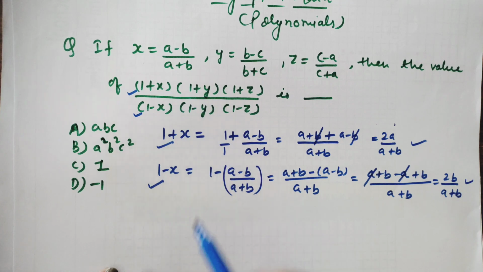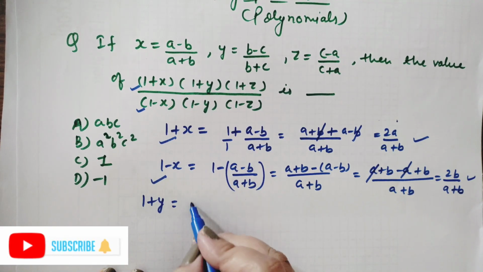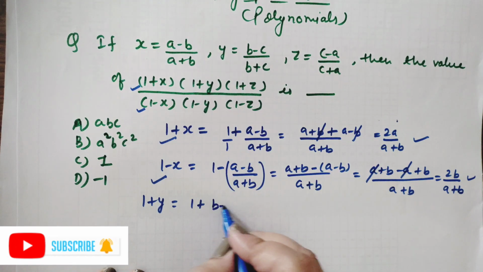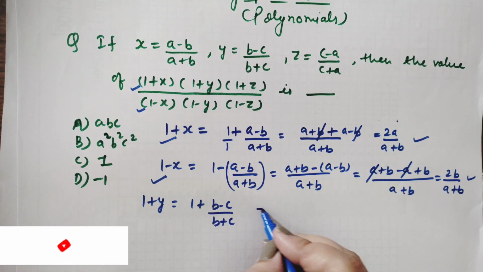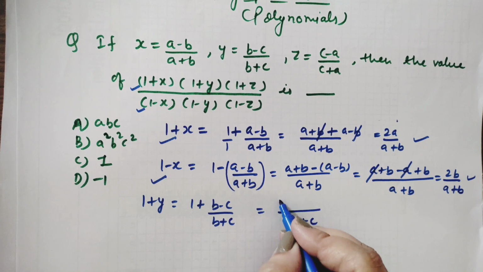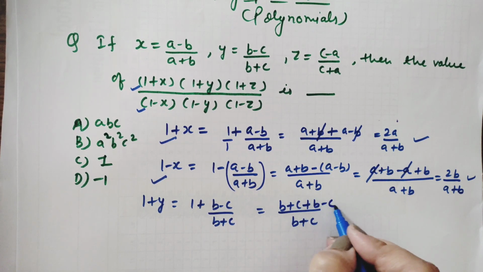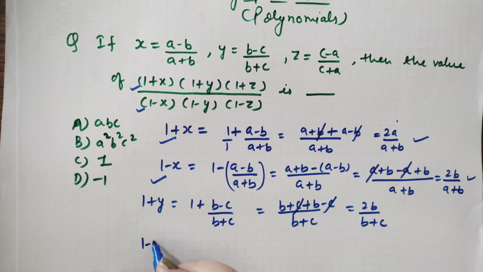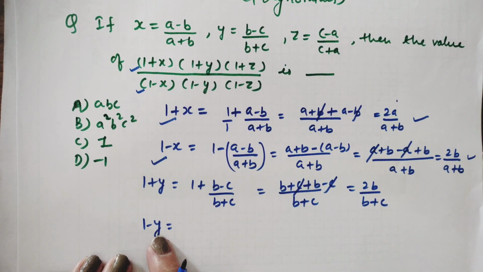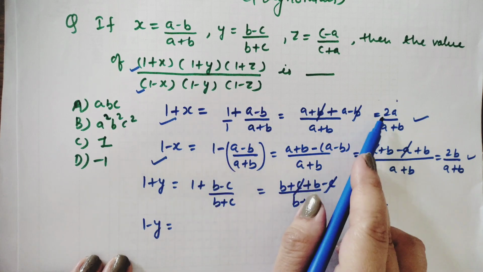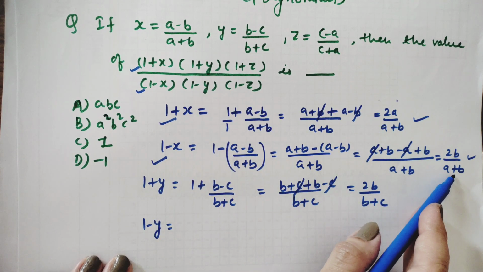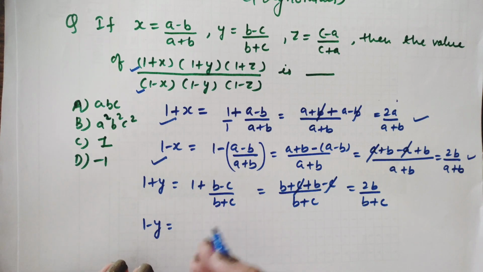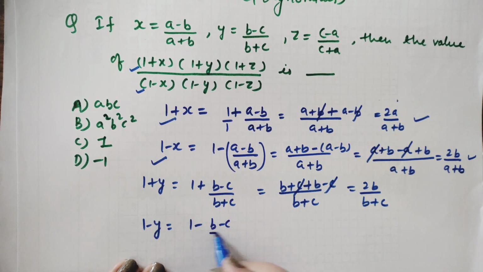Now consider 1 plus y. 1 plus y, where y is (b minus c) upon (b plus c). Same thing, b plus c is the LCM. So here b plus c plus b minus c. The c's cancel, giving 2b upon (b plus c). So 1 minus y: can we write it directly? Like 1 plus x is 2a upon (a plus b) and 1 minus x is 2b upon (a plus b). Similarly we can write it in terms of c, so obviously 1 minus y is 2c upon something. So check 1 minus (b minus c) upon (b plus c).